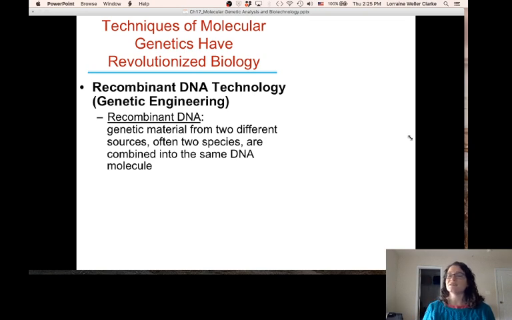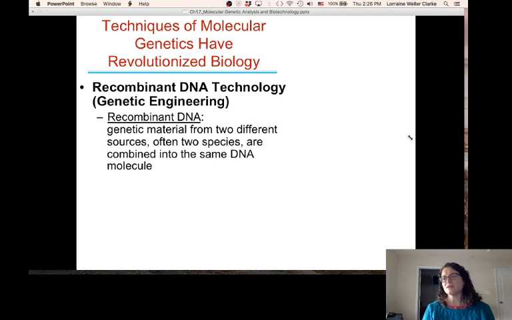So techniques of modern molecular genetics have revolutionized biology. We've already talked a lot about it in our case studies as it has become more and more relevant. Recombinant DNA technology, remember that's what created insulin. So these are genetic materials from 2 different sources, often 2 different species, not the case for insulin. That was the case of making the bacteria build it for us. But often 2 different sources are combined in the same DNA molecule.